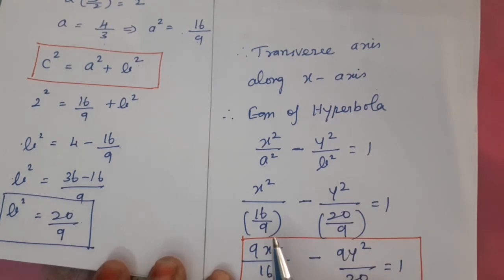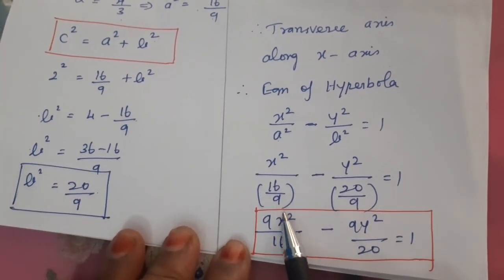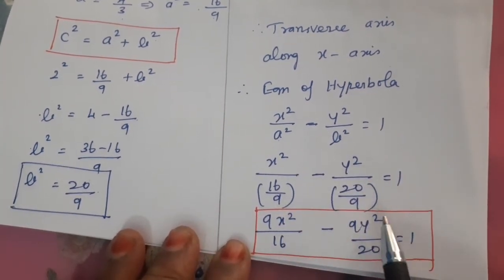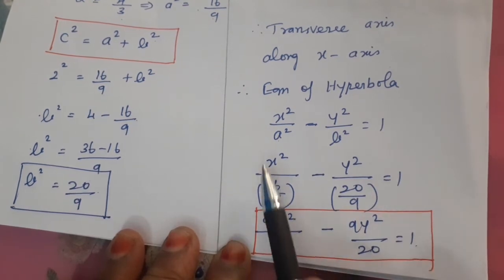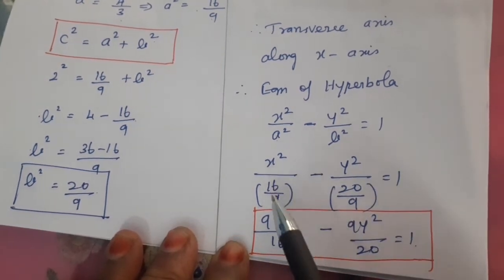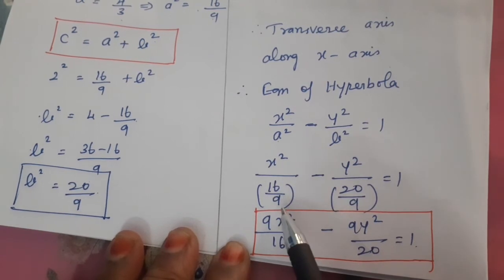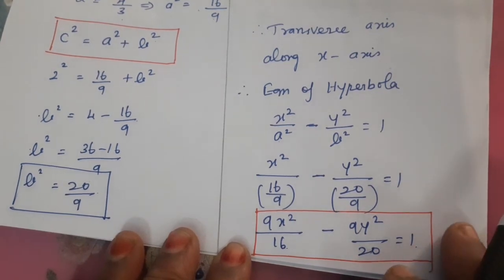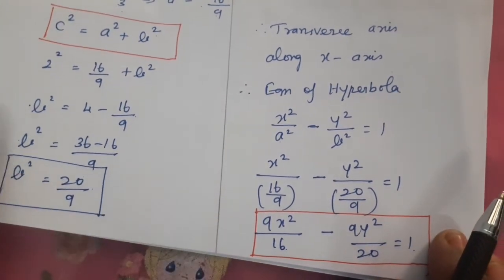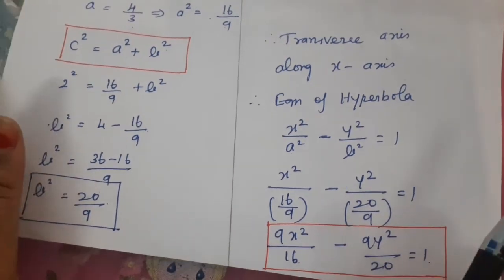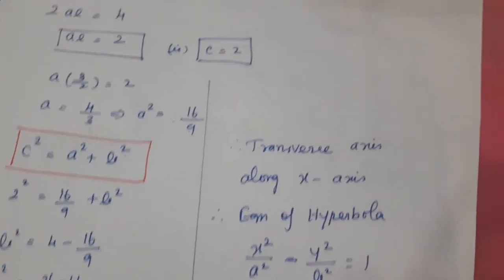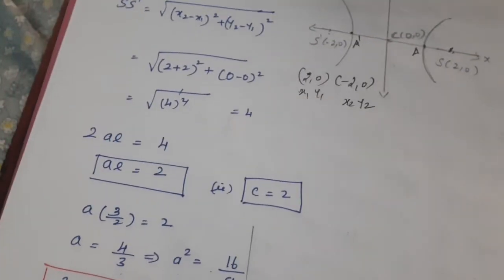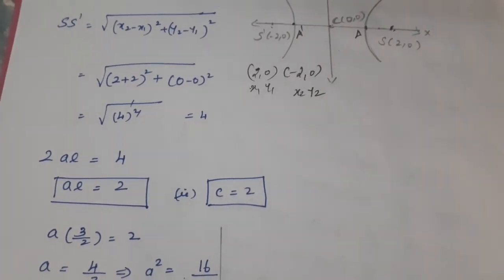So just take the reciprocal of it. What do you get? 9x square by 16 minus 9y square by 20 equal to 1. 9x square by 16 is the reciprocal of the denominator. This is the required equation of the hyperbola. So what is given? Using the focus and eccentricity, we find the equation of the hyperbola, asked in either 2 mark or 3 mark questions. These exercises are very important for you.